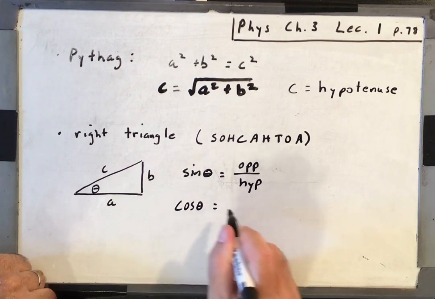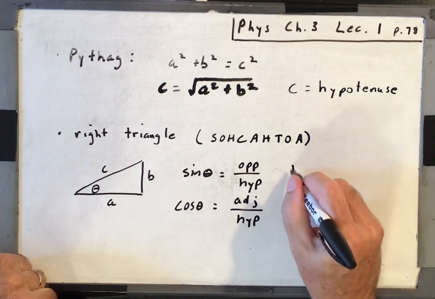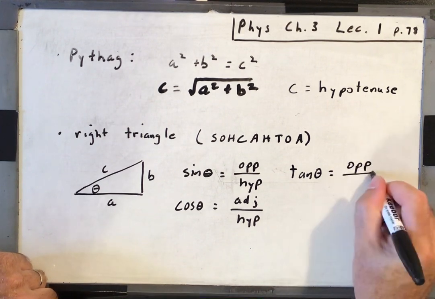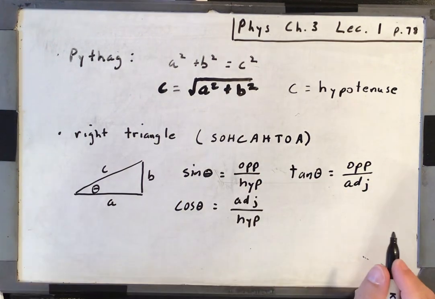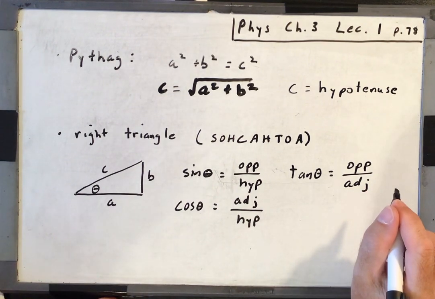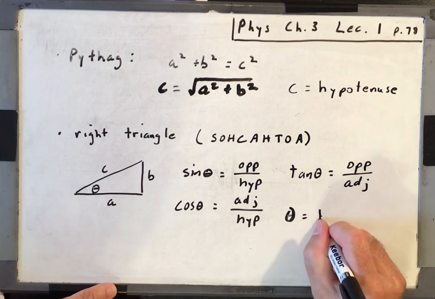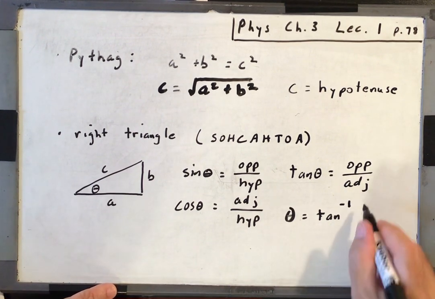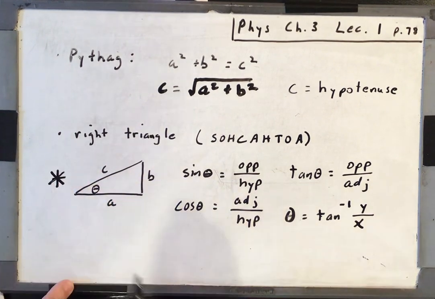Cosine theta is equal to adjacent over hypotenuse. And then tangent theta is equal to opposite over adjacent. We don't have to use those other trig functions in this course, like cotangent or secant or cosecant, so that part is nice. And if you want to solve for theta, we take the inverse tangent. That's tangent to the -1, which just means inverse tangent of y over x. So you do have to memorize all of this stuff.